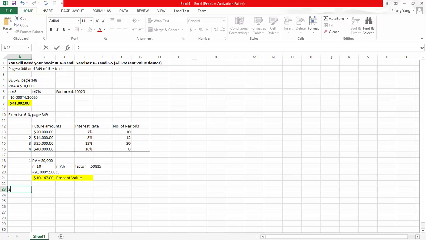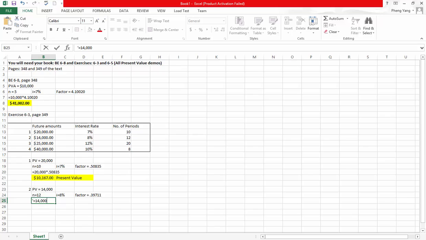Okay, same thing with number 2. We're going to use the same table because we're doing the same thing for each one. My number of periods is 12 periods. Interest is at 8%. And my factor, if you look on the table, once again, table 2, we're looking at 12 periods at 8%. It looks like the factor is 0.39711.